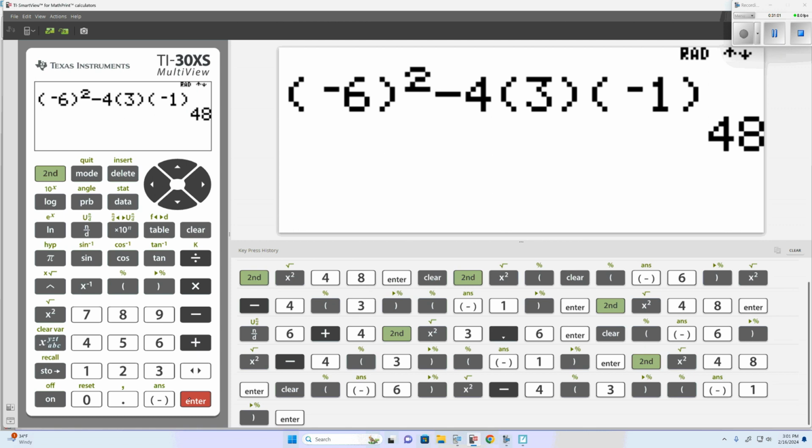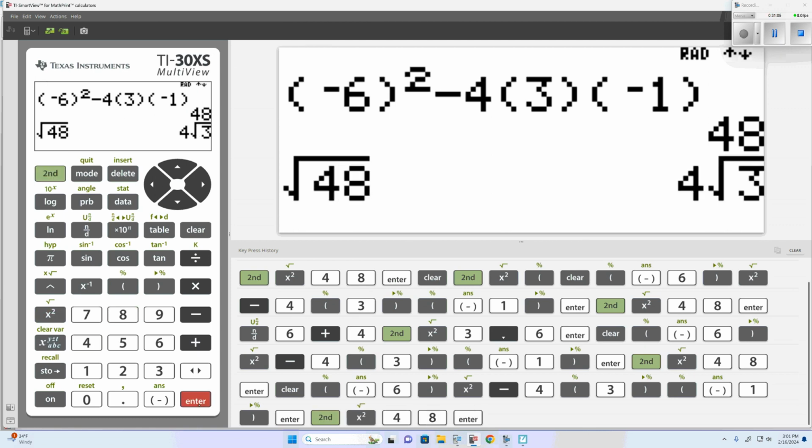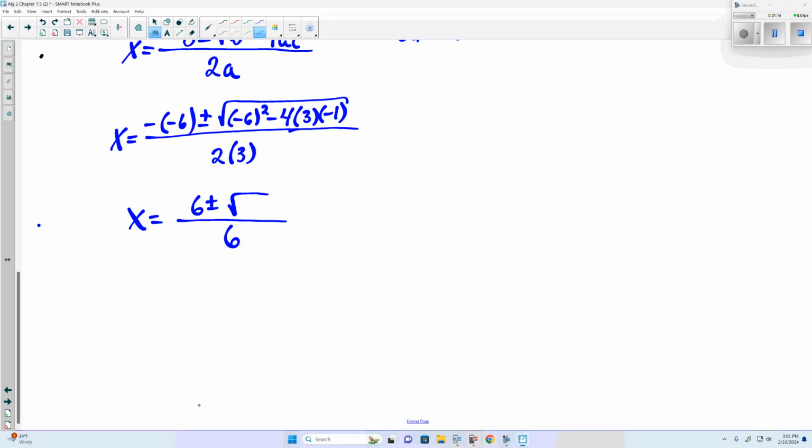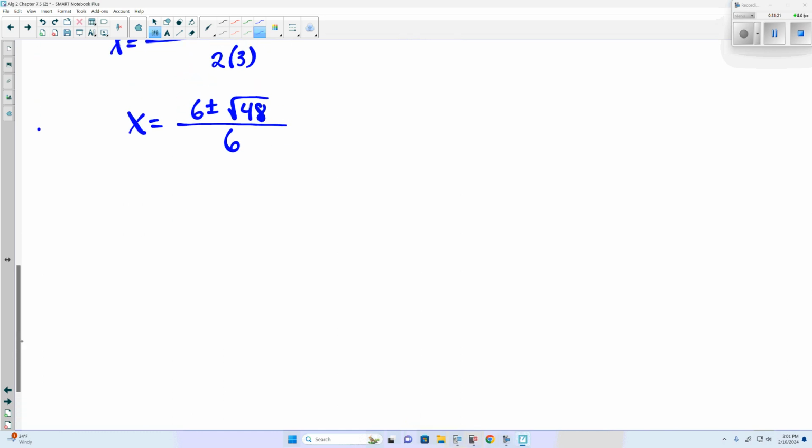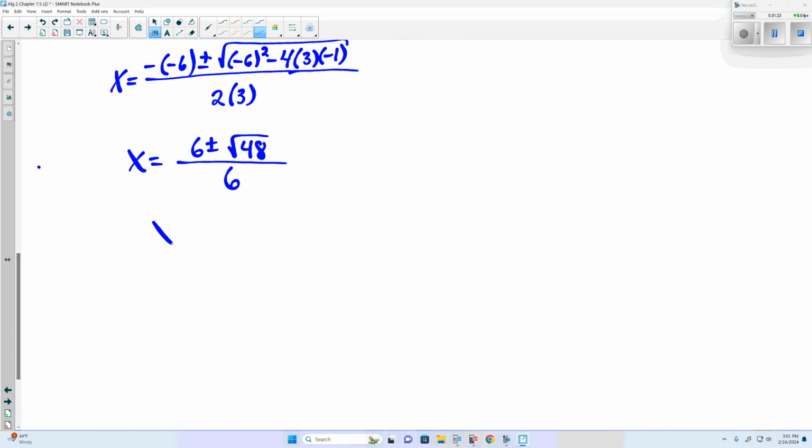Negative 6 squared minus 4 times 3 times negative 1 is 48. Now we're going to have to take the square root of it, so might as well go on and do that. It's 4 square root of 3. We do it in the 30xs just to see if there is something that reduces, if we can simplify that square root of 48. Well, it does simplify: 6 plus or minus 4 square root of 3 all over 6.